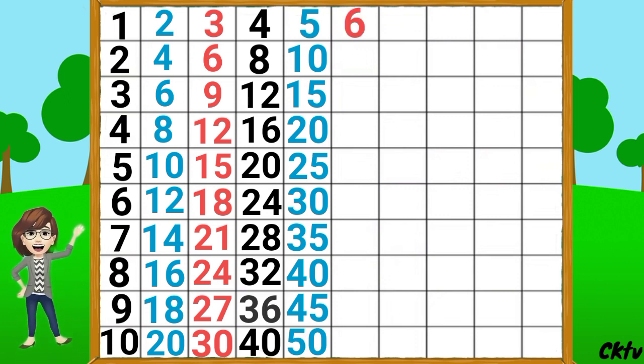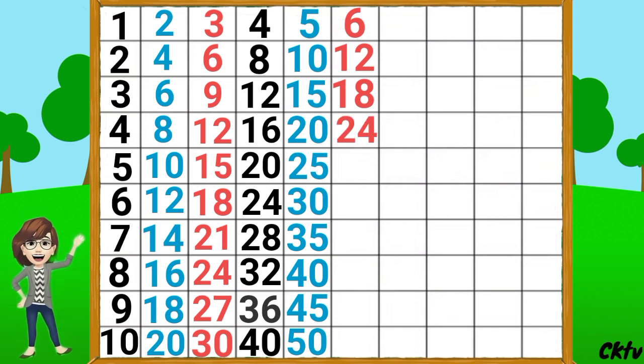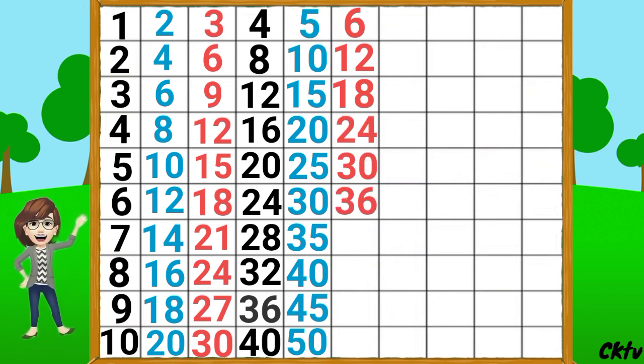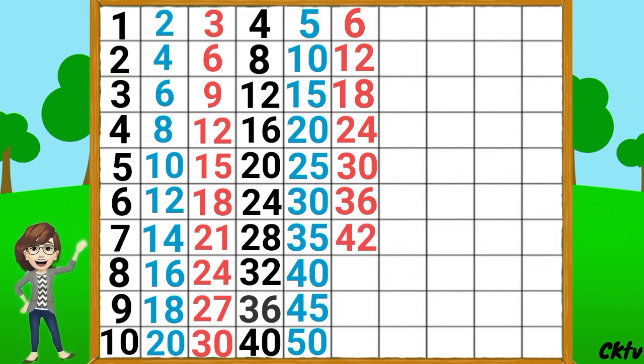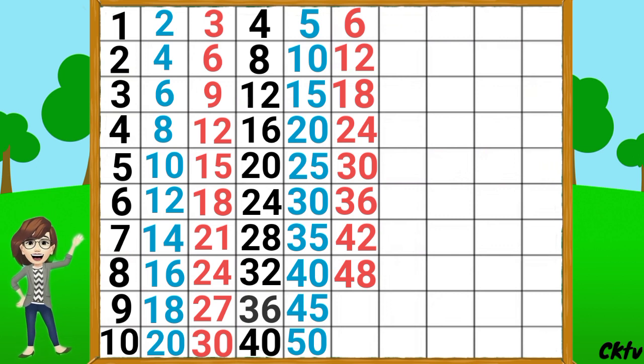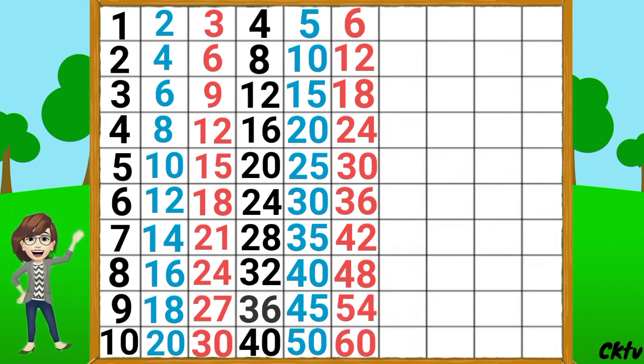Table of 6. 6 1 is 6, 6 2 is 12, 6 3 is 18, 6 4 is 24, 6 5 is 30, 6 6 is 36, 6 7 is 42, 6 8 is 48, 6 9 is 54, 6 10 is 60.